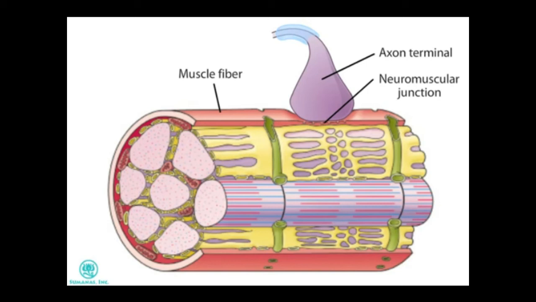Communication between neurons and communication between neurons and muscle occurs at specialized junctions called synapses. The most common type of synapse is the chemical synapse. Here, we examine the events that take place at the neuromuscular junction, a chemical synapse using the neurotransmitter acetylcholine. Synaptic transmission begins when the nerve impulse reaches the presynaptic axon terminal.